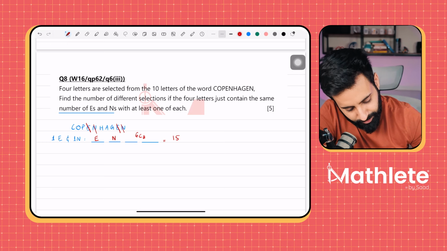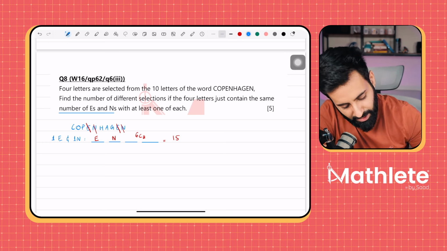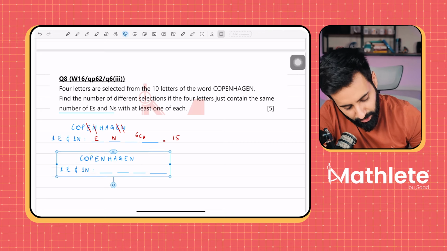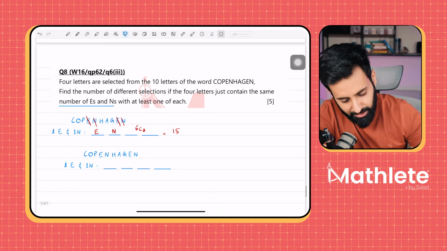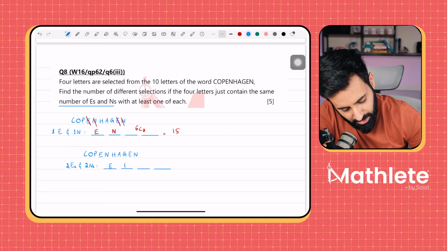Okay, now, what if we select 2 E's? If we select 2 E's, that means we have to select 2 N's also, because the number of E's and N's must be the same. So 2 E's and 2 N's. That's it. There's just one way to do that. Nothing else to worry about.